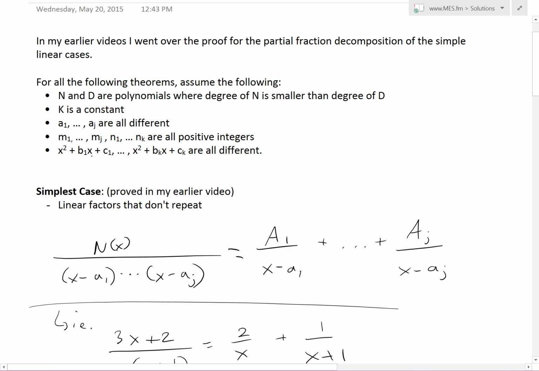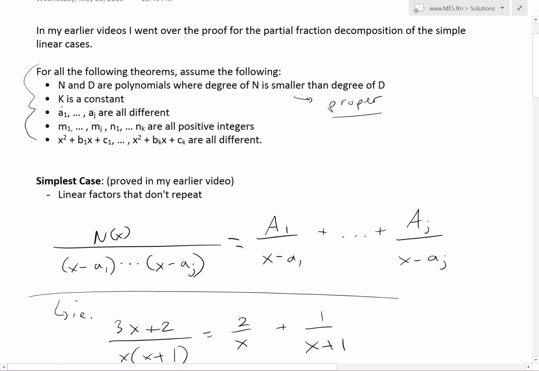But before I get to those, for the following theorems, just assume these following rules right here. N and D are polynomials where the degree of N is smaller than the degree of D, or in other words, we get a proper fraction. You can see more about this in my earlier videos on partial fraction decomposition. And also k is just a constant, and now here a1 all the way to aj, these are all different constants. They could be 0, it doesn't matter.